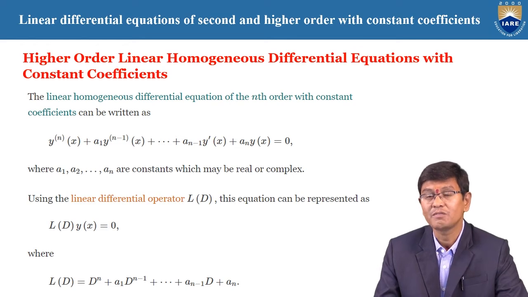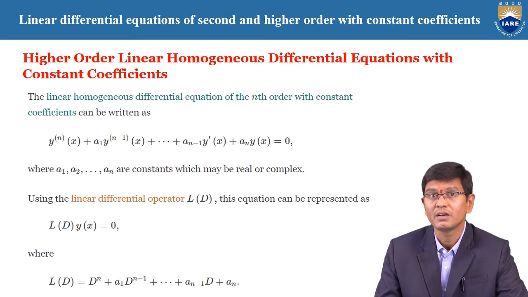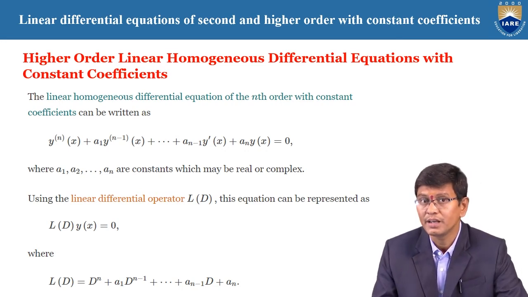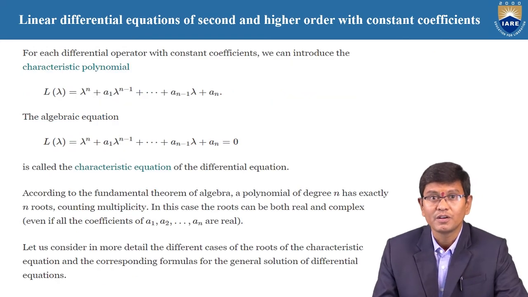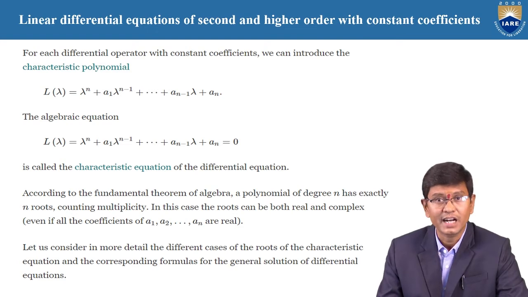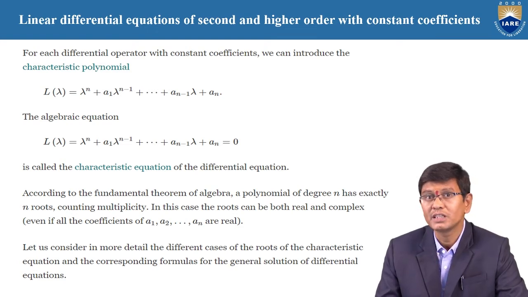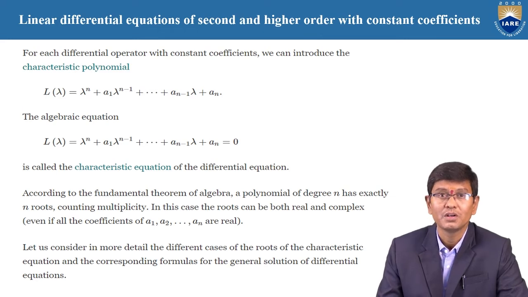Consider that L of D is equal to D power n plus a1 into D power n minus 1 plus, and so on, up to an minus 1 into D plus an, which is a value. Now, that operator form we need to write in the form of the characteristic equation by using the symbol lambda, that is, L of lambda is equal to the replacement of D with lambda.